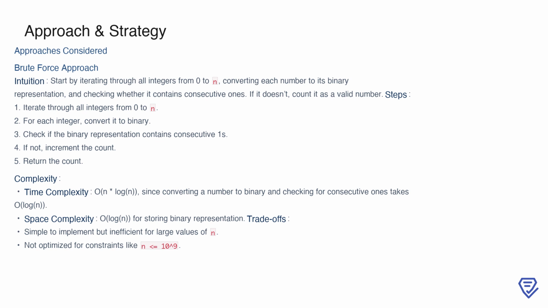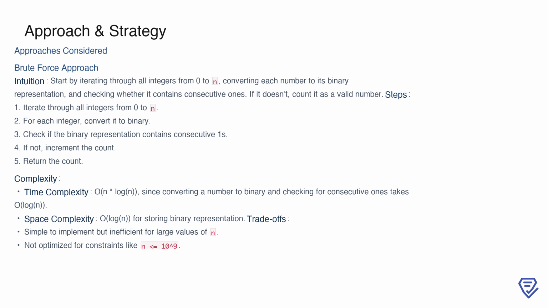However, the complexity of this method makes it impractical for large values of n. The time complexity is O(n log n), because converting a number to binary and checking for consecutive ones takes log n for each number. The space complexity is O(log n), due to the storage required for the binary representation. While this approach is easy to implement, it's inefficient, especially when n can go up to 10 to the power of 9.